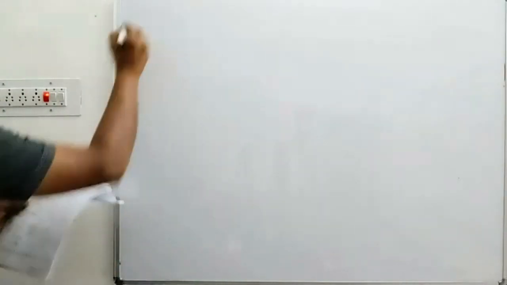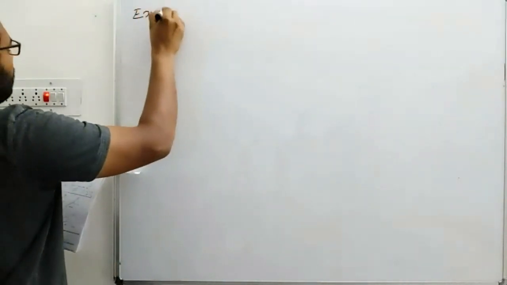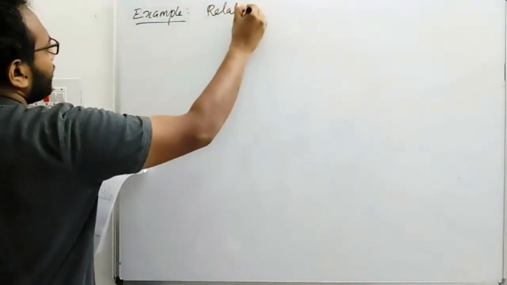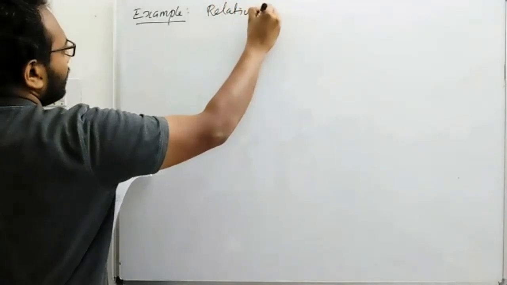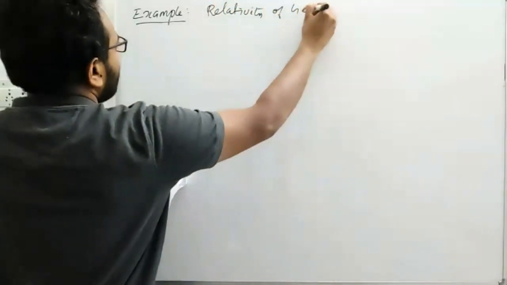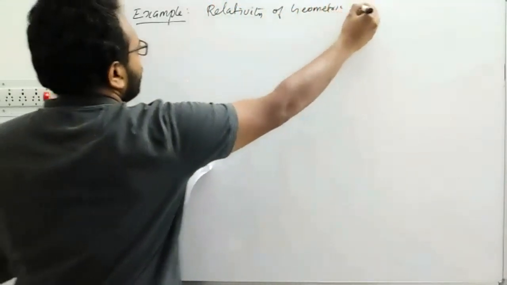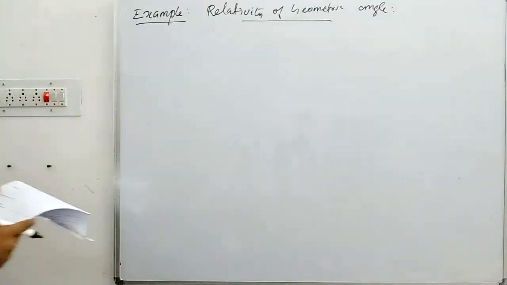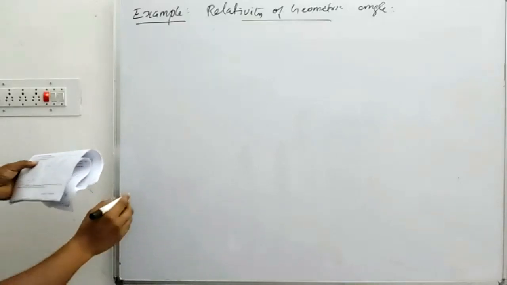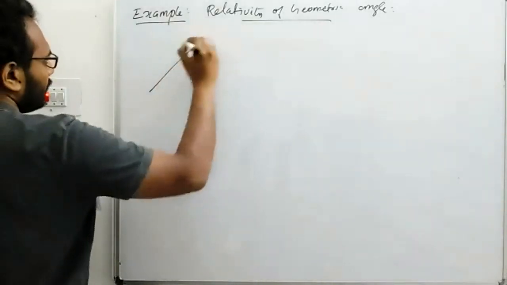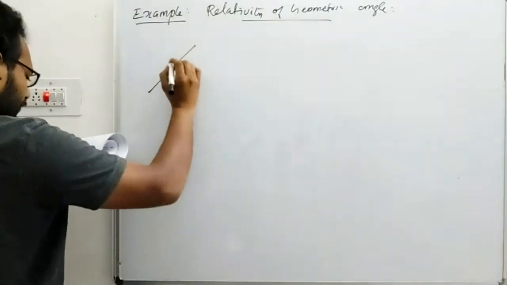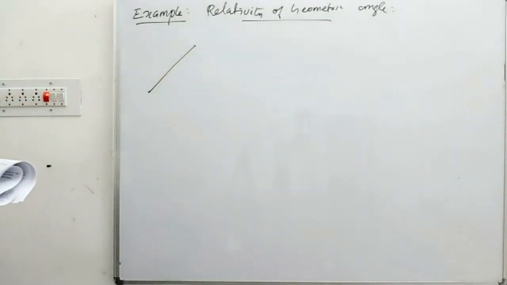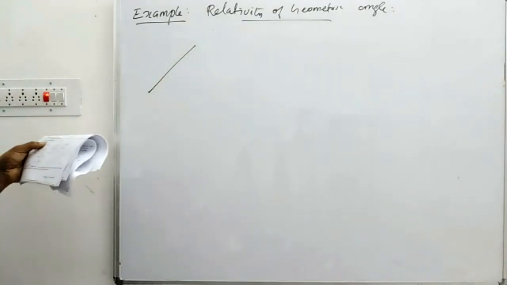Okay, let's do an example first. Relativity of geometric angle. So you can consider a rod. This is a rod with proper length L0. It's moving with speed v.